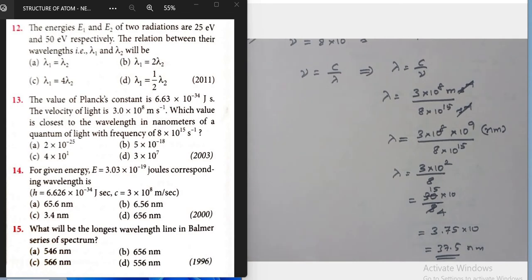Yes, 37.5 is close to option C, which is 4 into 10, 40 nanometers. So the correct option for this question is C. Take note.